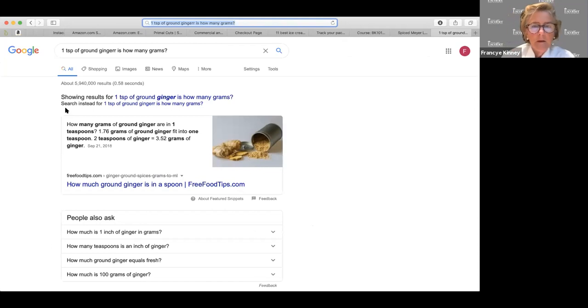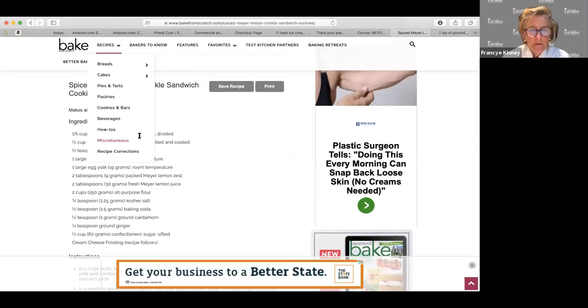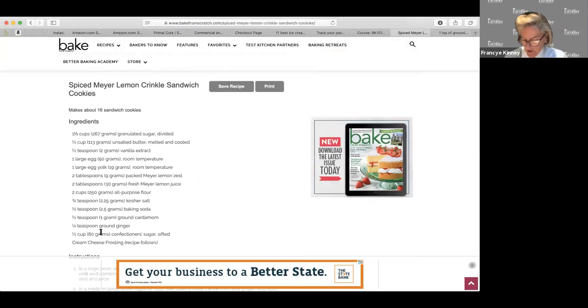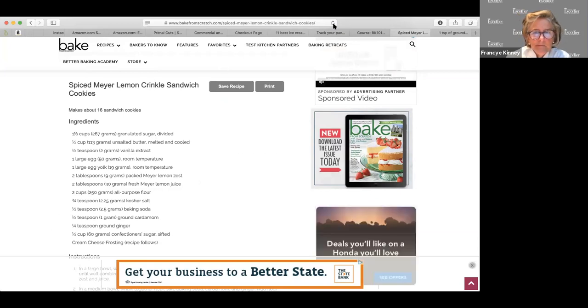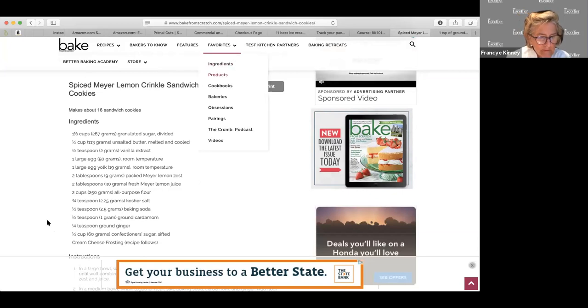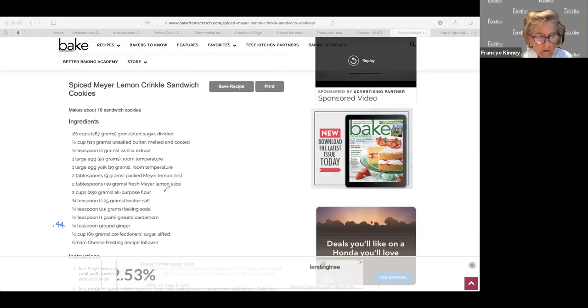So we can go back here to our cookies and take a look. They want just a quarter of a teaspoon. So we're going to take that 1.76 and divide it by 4, and we'll get 0.44 grams. Let's put that over here. Okay, so 0.44. And we lost our 100%, so here's 100% for the flour.